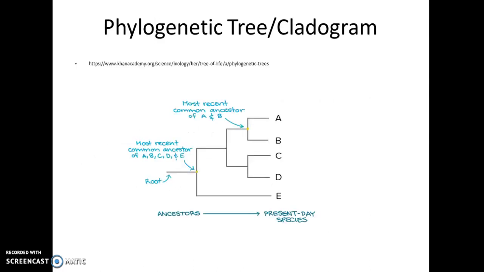So we have a phylogenetic tree here between A and B. The most recent common ancestor of A and B is here. The most recent common ancestor of A, B, C, and D is here. Okay, so ancestors move to the present day species, and we can see that there is one natural selection event, two natural selection events, three, and four. So each time you have a branch, that's when natural selection and speciation happen.